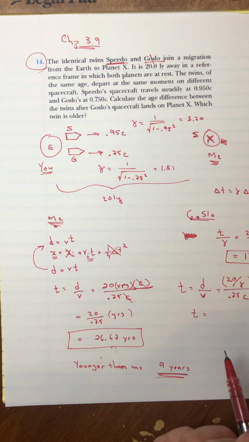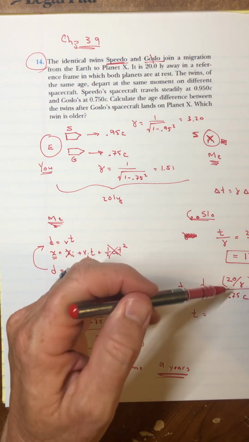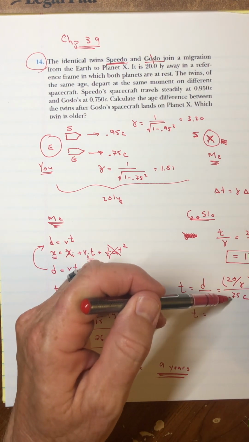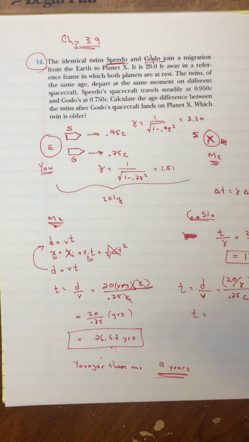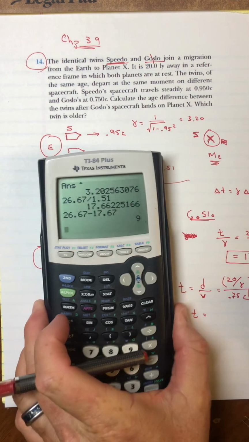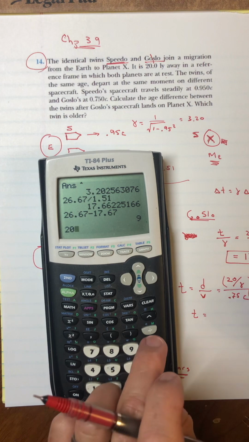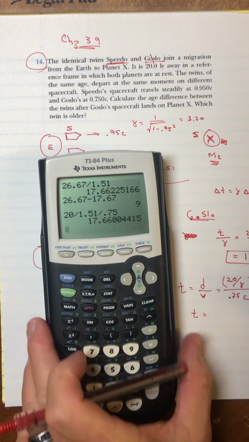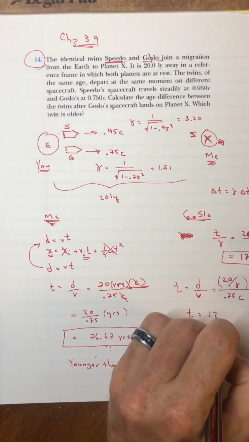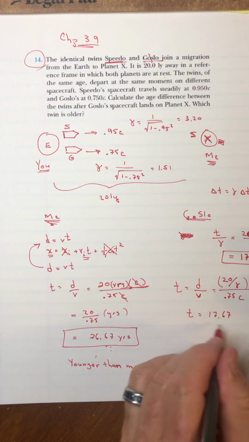time and divided it by gamma, and we got the time by taking 20 divided by this 0.75. And so we should get the same thing. Why don't I just give it a try? So 20 light years divided by gamma, 1.51, and whatever we get, we're going to divide that by 0.75, and sure enough, we get 17 2/3.